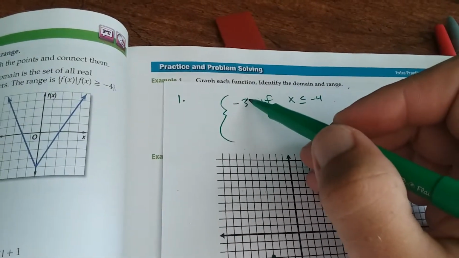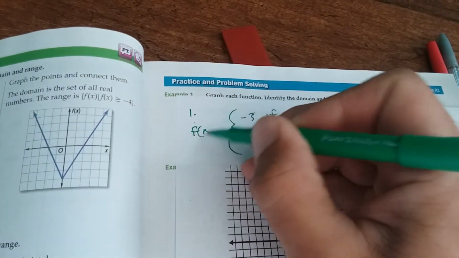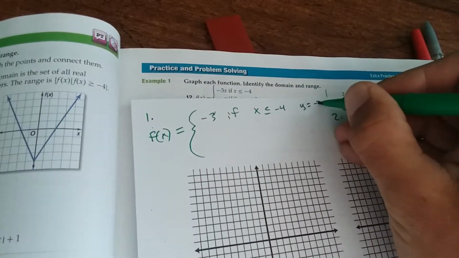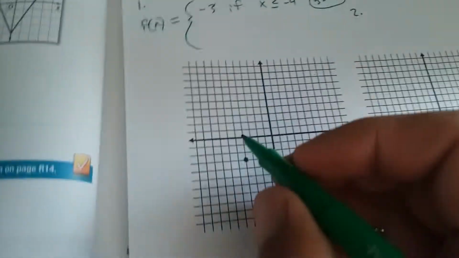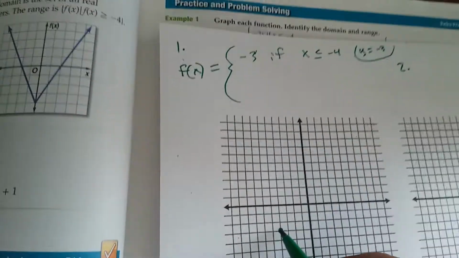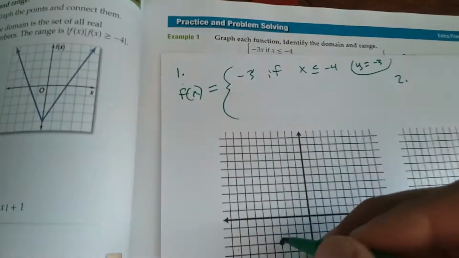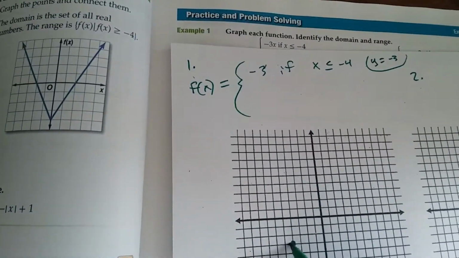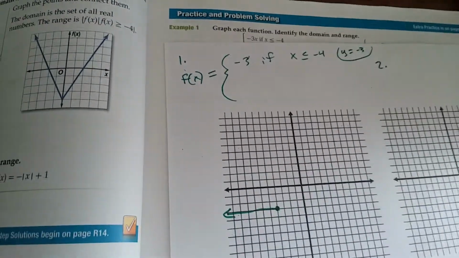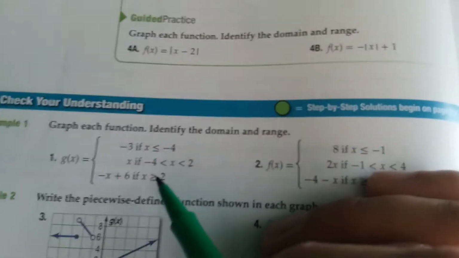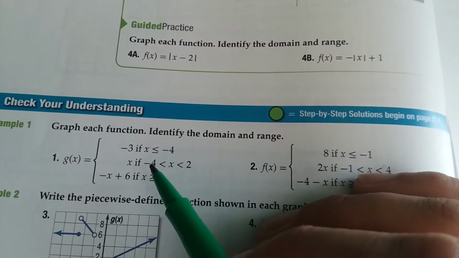This right here really means graph y equals -3. If you were just to graph that, you would go down 3 and graph it. But then you've got to stay to the left-hand side of -4. Filled in circle because you have the equal bar. Like that.